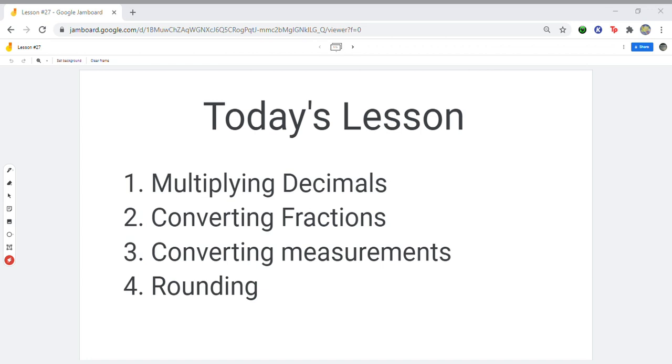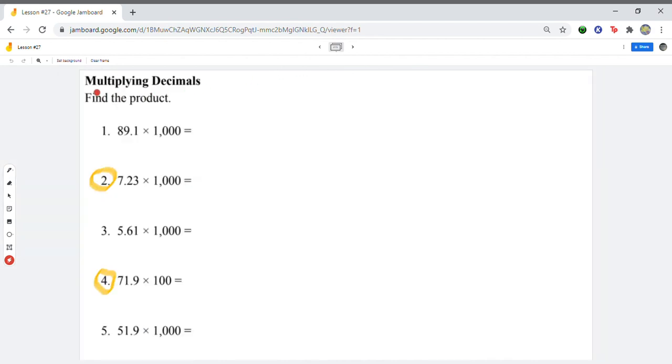Hello, fifth graders. Today we're going to go over how to multiply decimals, how to convert fractions, how to convert between measurements, and how to round. So for the first section, multiplying decimals, we're just going to find the product of number 2 and number 4 together.